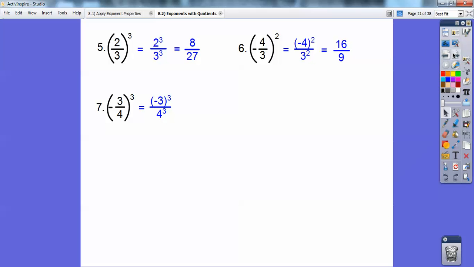Okay, so I get negative 3 times negative 3 is 9, and then 9 times negative 3 is negative 27. All right, and then 4 times 4 times 4 is 64. And then go ahead and put the negative back out in front of the fraction right there. It looks better like that.